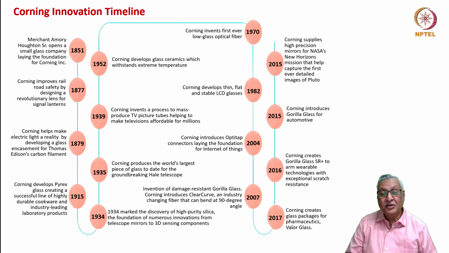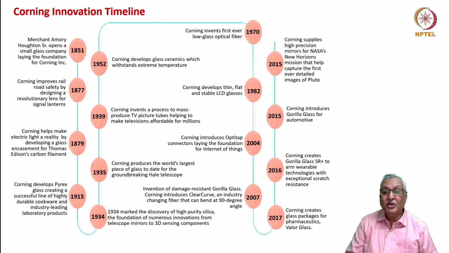Then in 1934, it created high-purity silica, the foundation of numerous innovations from telescope mirrors to 3D sensing components. In 1935, the world's largest piece of glass to date for the groundbreaking Hale telescope. In 1939, it invented a process to mass produce TV picture tubes, helping to make televisions affordable for millions. In 1952, it developed glass ceramics which withstand extreme temperature. In 1970, the first ever low-loss optical fiber. In 1982, thin, flat and stable LCD glasses, the core of new TV technology.